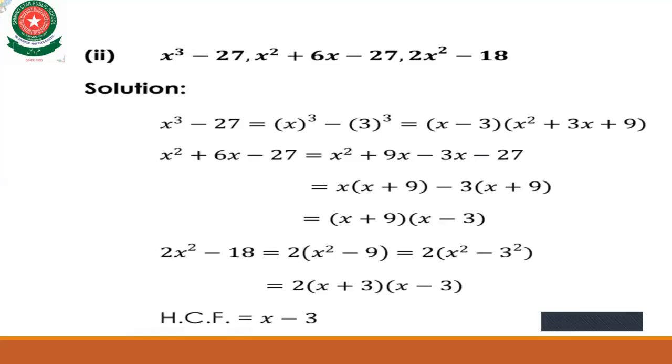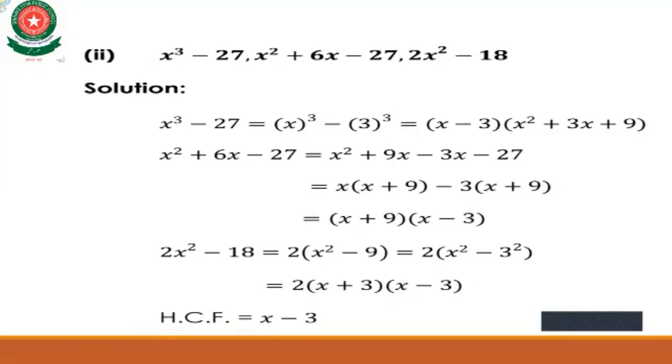The value of a is x and the value of b is 3. So a cube minus b cube is equal to a minus b into a square plus ab plus b square: x minus 3 into x square plus 3x plus 3 square. 3 square is 9. That is the factorization of the first polynomial term.